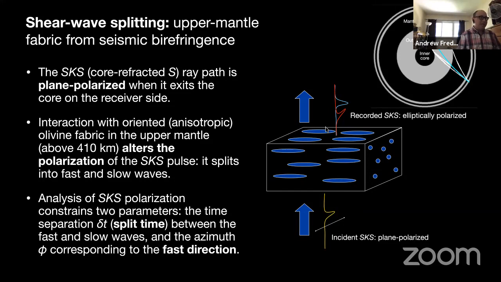We can be reasonably confident that this is all happening above 410 kilometers, that is in the upper mantle, because it's generally attributed to preferential orientation of olivine crystals, and you need olivine to get that.